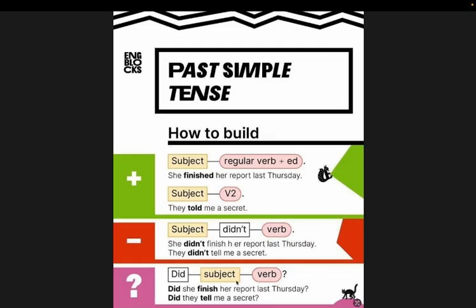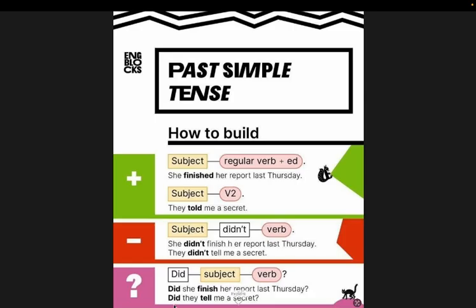How about if I want to make a question? We will start our question with the word did. After that, we will put the subject. After that, we will also use the verb in its present form. For example, I can say, did she finish her report? Or, did they tell me a secret?